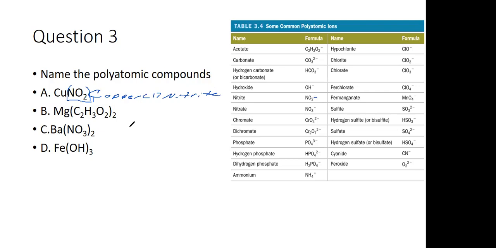So for B, C, and D, your first goal is to figure out, does my metal ion can it have more than one charge or not? If it can, you need the Roman numeral. If it can't, you don't need a Roman numeral. Then try and give me the names with the polyatomic ion chart shown to your right. And we will work on that. That will probably be the last thing we do today. So let's see if we can figure that out.